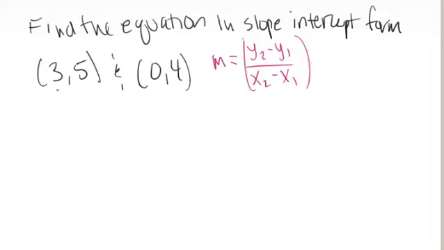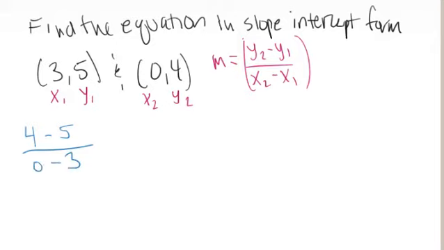So we label our points X, Y, X, Y. I'm going to label this as 1, 1, 2, 2. I'm going to plug in a little bit faster this time, so see if you can catch up. 4 minus 5 over 0 minus 3.